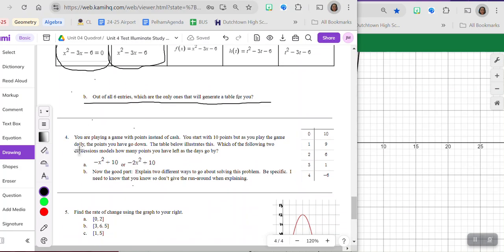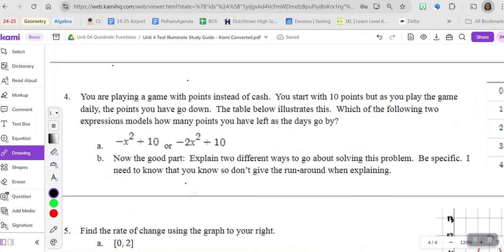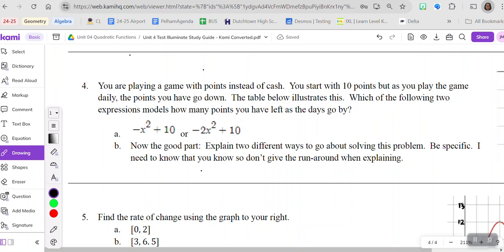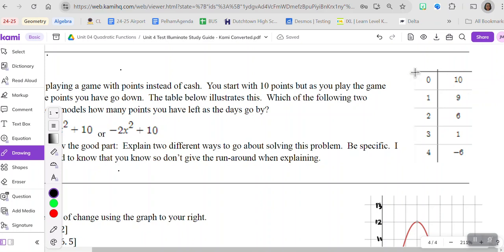Okay. You are playing a game with points instead of cash. You start with 10 points, but as you play the game daily, the points you have go down. The table below illustrates this. Which of the following two expressions models how many points you have left as the days go by? So it's either this one or that one. See? And that's the table.